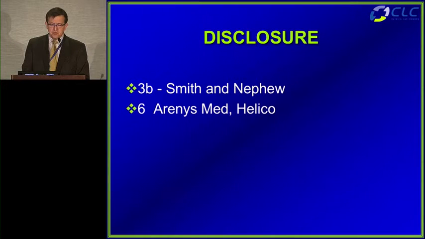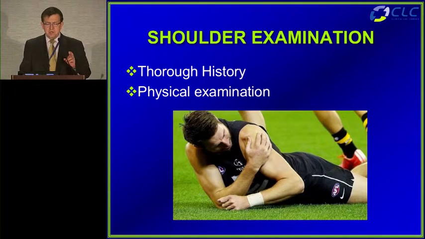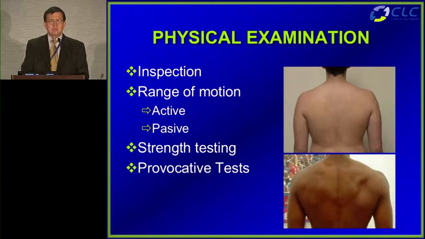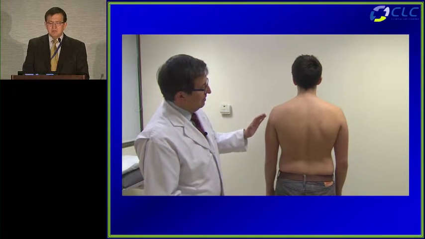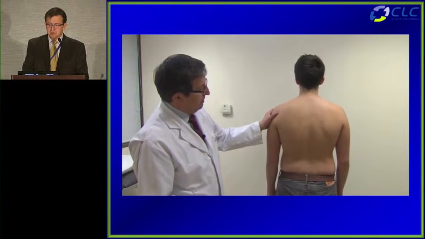These are my disclosures. The shoulder examination starts with thorough history and a physical examination. And the physical examination is important to evaluate the inspection, the range of motion, active and passive, the strength testings, and provocative tests. We start the physical examination with the inspection.